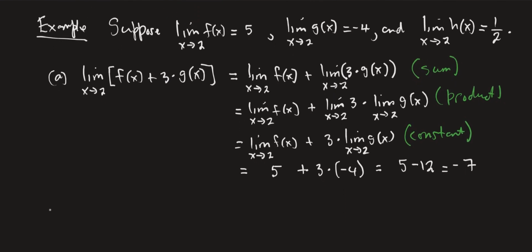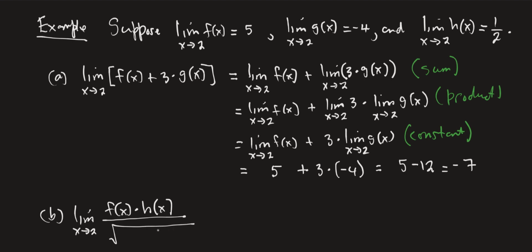Let's look at a second example here. So let's say we have the limit as x approaches 2, and I'll make this expression a little bit more complicated. Let's do f of x times h of x all over the square root of h of x. Well, let's do 8 times h of x minus g of x. All right.